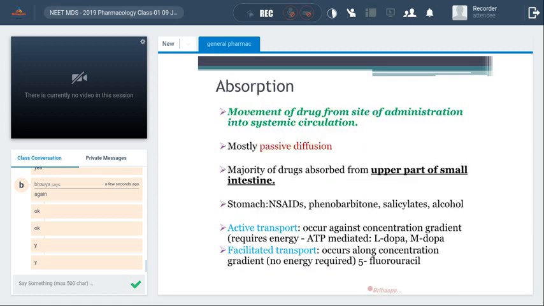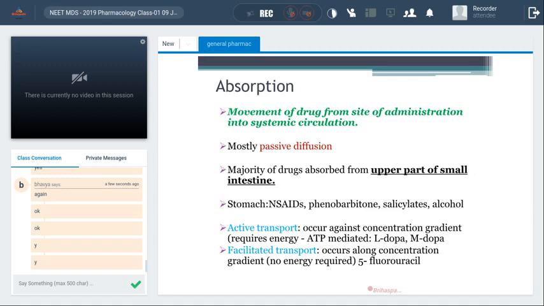Now coming to the first step, that is absorption. Absorption simply means, by whichever route you are giving the drug, the movement of the drug from the site of administration till it reaches systemic circulation is called absorption. Clear? So it's mostly passive diffusion. That means it just diffuses. It doesn't need any active transport the majority of the time. But there are also drugs which require active transport or carrier-mediated transport or facilitated transport to push them from the site of administration to the systemic circulation.